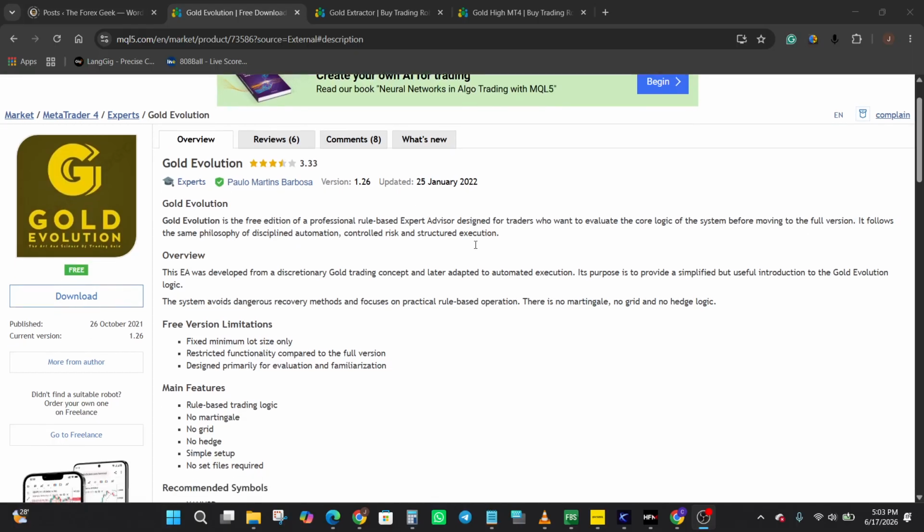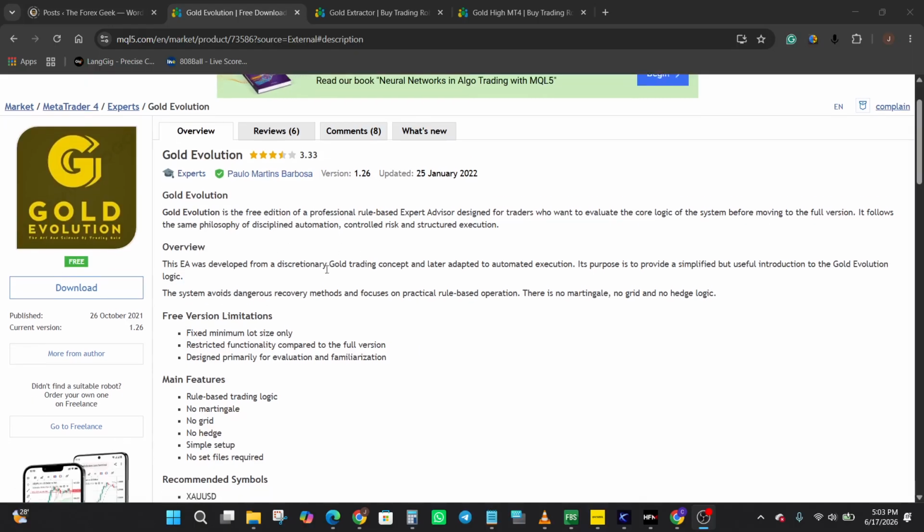In this review, I am taking a look at Gold Evolution EA, an expert advisor available for MT4. We're just going to go through the MQL5 Marketplace page, look at the features included in the free edition, discuss the available setup information, and then talk about how to approach the historical testing results when evaluating the system.